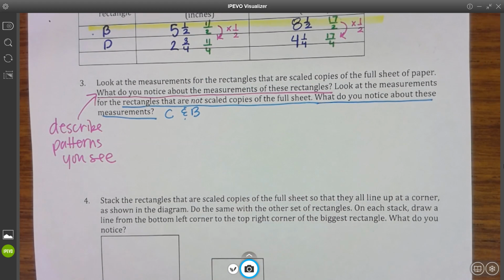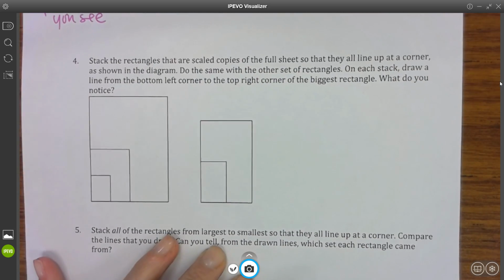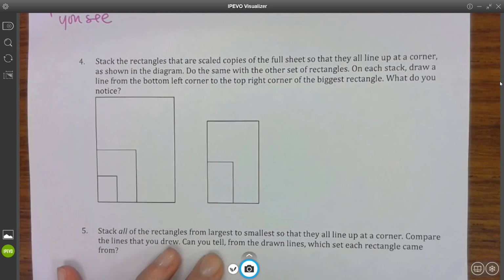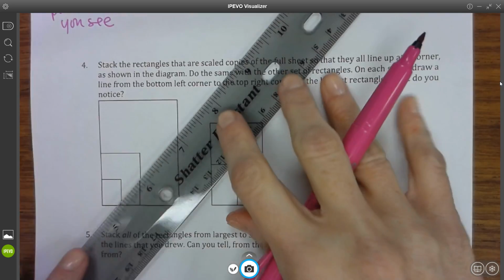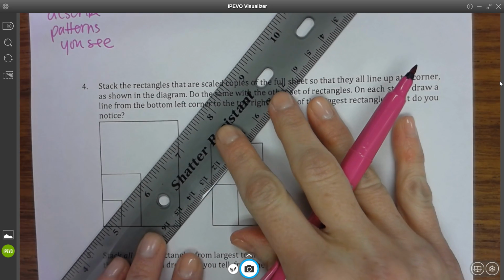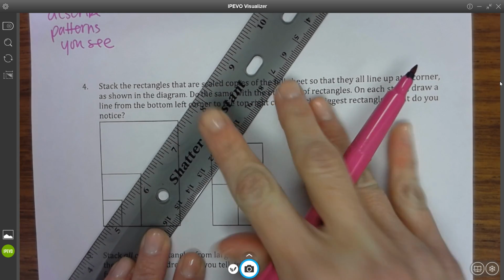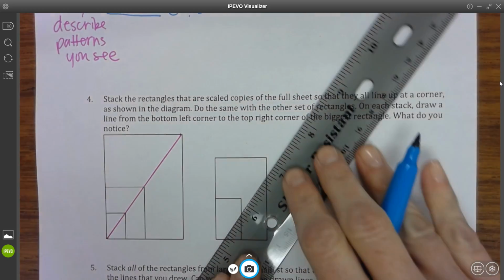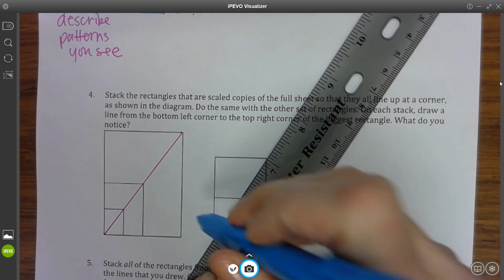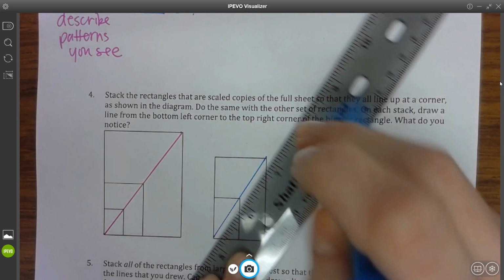Okay, number 4. Number 4 says, stack the rectangles that are scaled copies of the full sheet so they are all lined up at a corner. So this is just a picture of what we did yesterday, where we took the rectangles and we matched them up in the corner. And what you're going to do is you're going to take your ruler or your straight edge and you're going to line up your diagonals and you're going to draw the diagonal for each. And again, this is just a picture version of what we did in class.